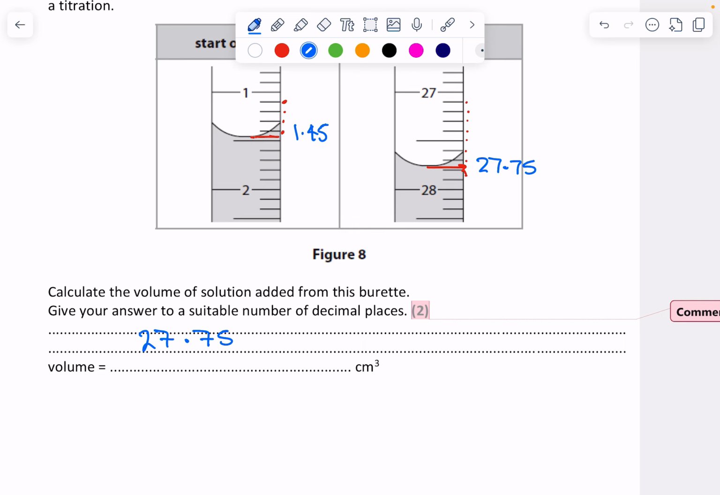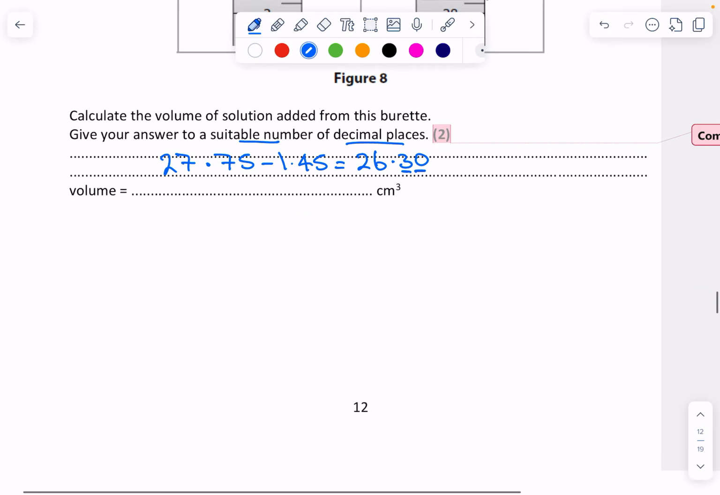So 27.75, take away 1.45, and that's going to give me an answer of 26.30. Make sure it says suitable number of decimal places. That's got to be 2, because all my readings from the burette are to 2 decimal places as well.